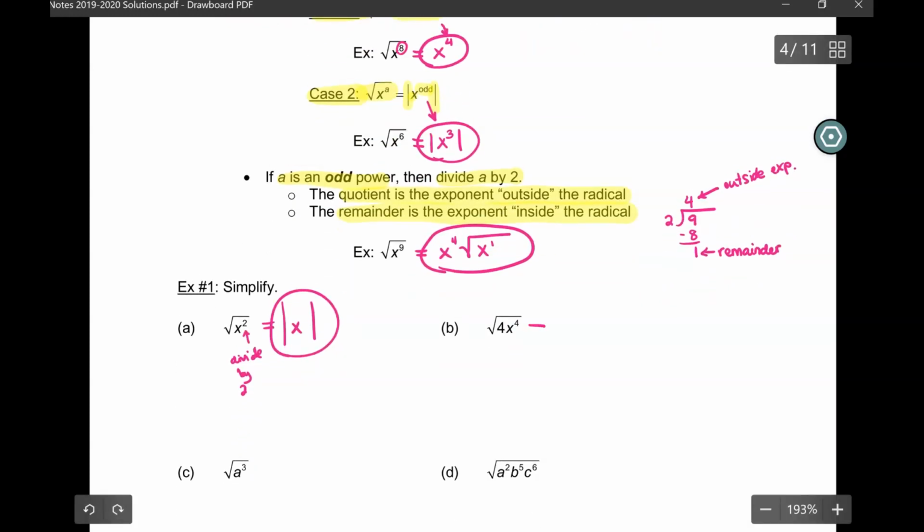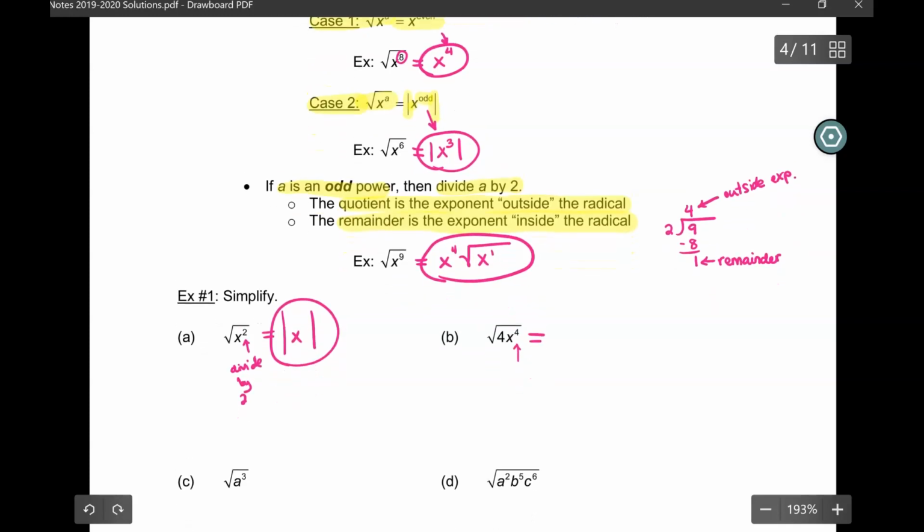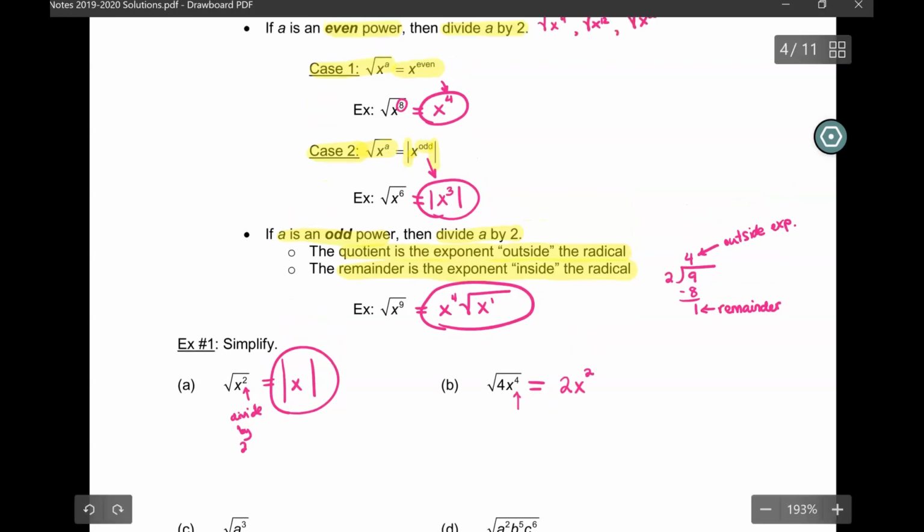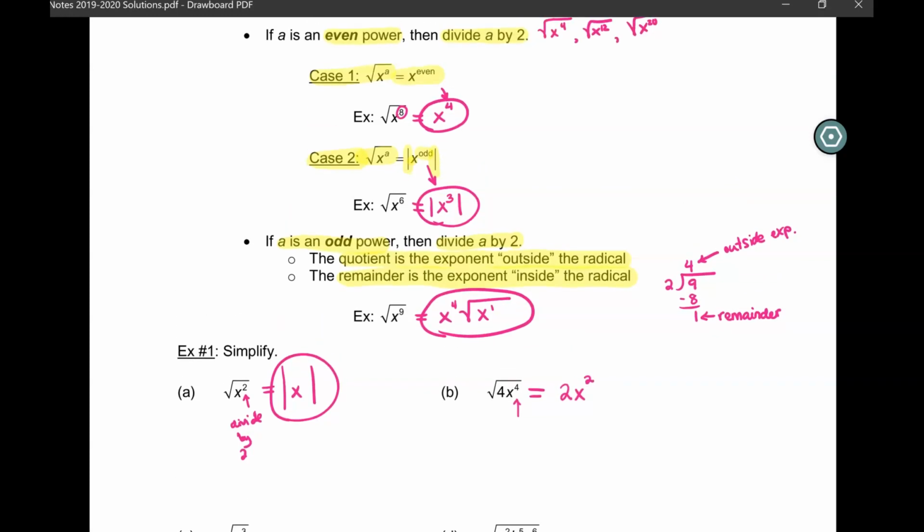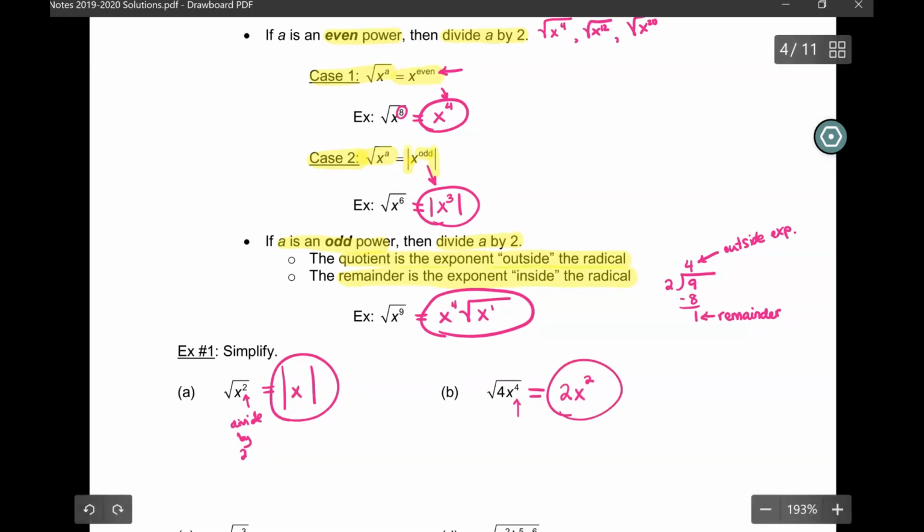Okay, b. I have an even power again. Here, I also have a 4 in the front. So the square root of 4 is 2, and then x to the 4th divided by 2 is x squared. Do I need to put absolute value? No, because whenever you have an even result, you don't need to put an absolute value around it.